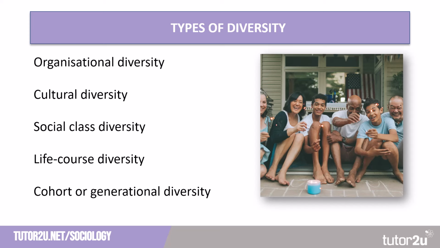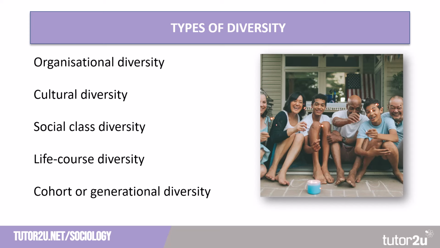This type of diversity looks at how family structure can vary at different stages of life, such as newlyweds, families with young children, families with teenagers, and empty nesters. Each stage represents unique challenges and adaptations.